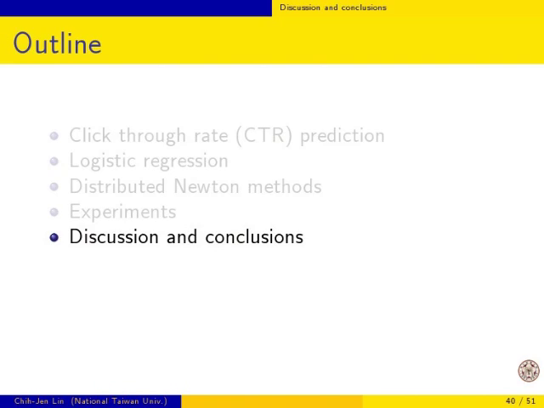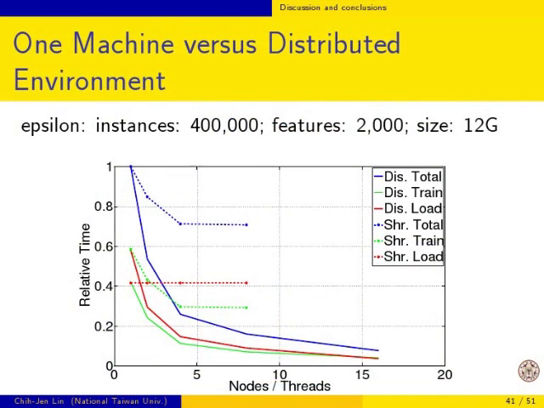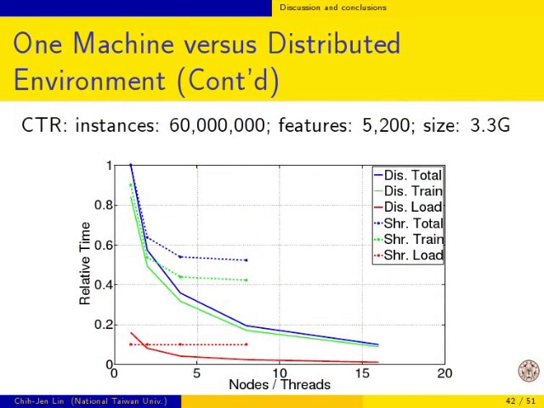So now I will have some interesting discussion. The first question that I ask myself is, do I really need a distributed system? So I try to check this one machine versus distributed environment. Let's just look at the CTR result. If you look at the total time, this blue solid line is the total training time of using different numbers of nodes. And this blue dotted line is the training time of using a different number of cores on one machine. But I also list the loading time. This red solid line is the loading time of using a distributed system. And this red dotted line is the loading time of using one machine. Of course, it is a constant, right? You have only one disk and a fixed amount of RAM. So the loading time remains constant. This is actually an issue.